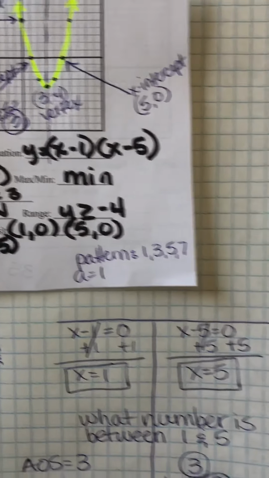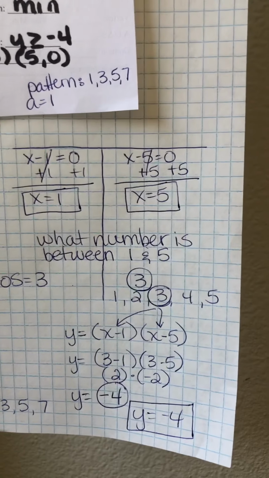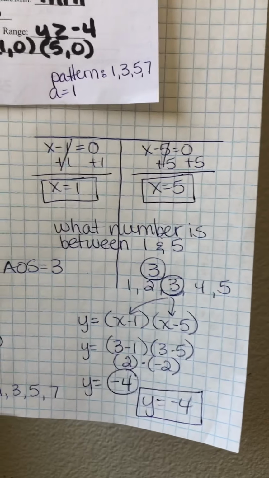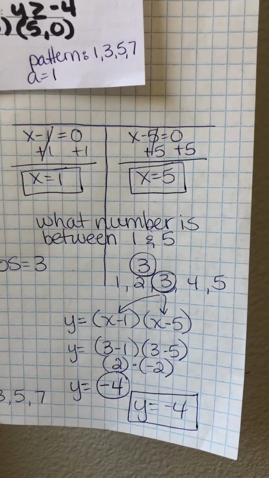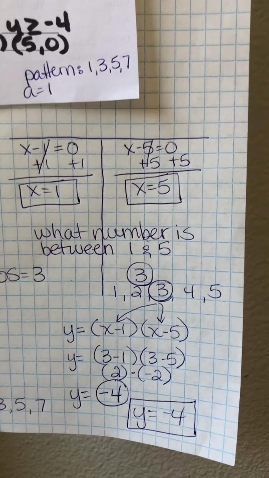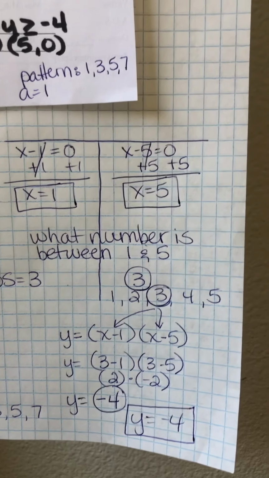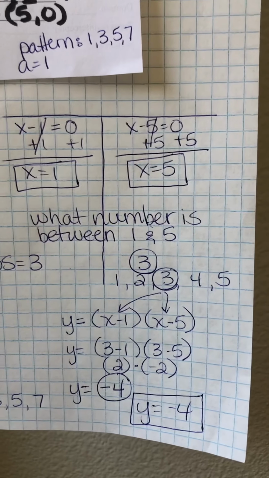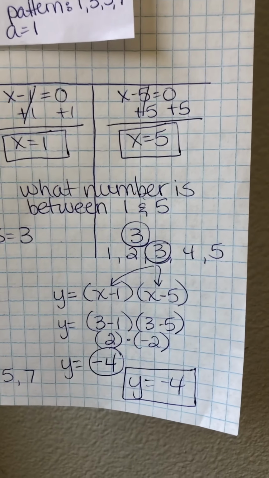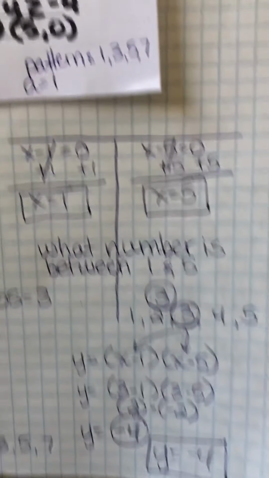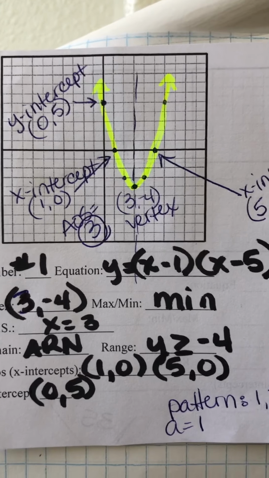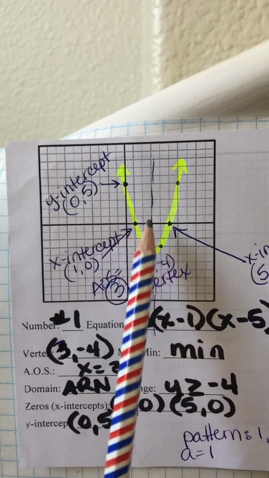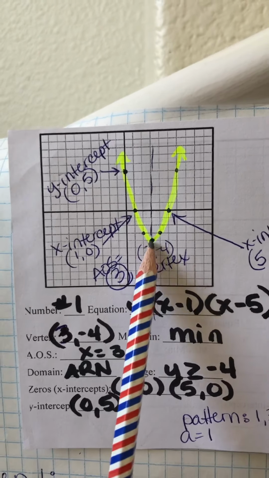Now we need to figure out what y equals. We take the 3 and substitute it back into the equation: 3 minus 1 times 3 minus 5. So 3 minus 1 is 2, times 3 minus 5, which is negative 2. 2 times negative 2 is negative 4. So y equals negative 4. That is our vertex, (3, negative 4). You go over 1, 2, 3, count down 4. Plot your point.